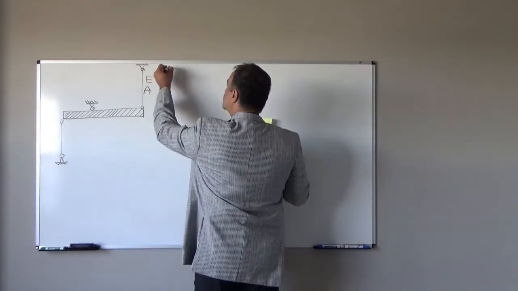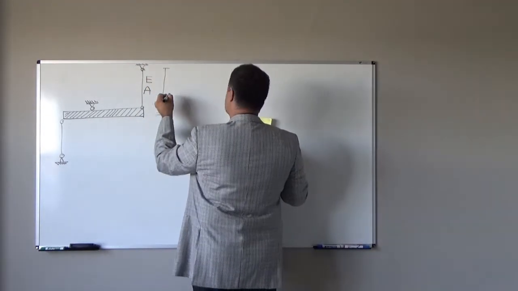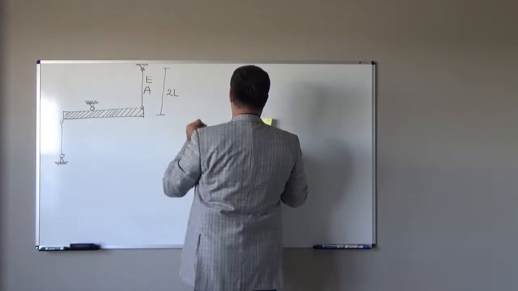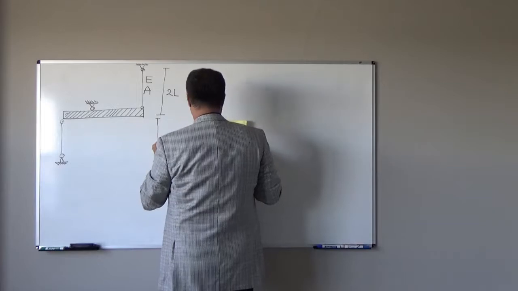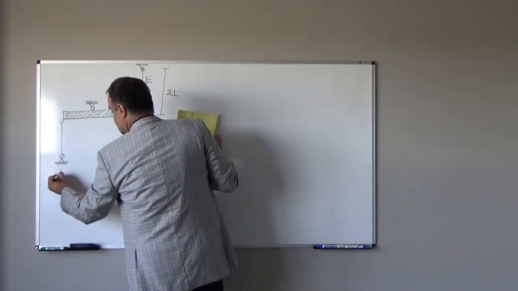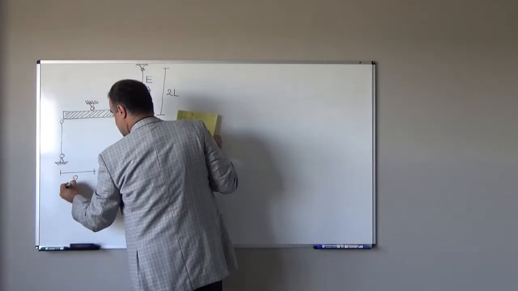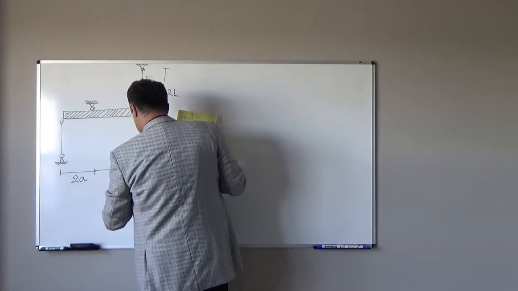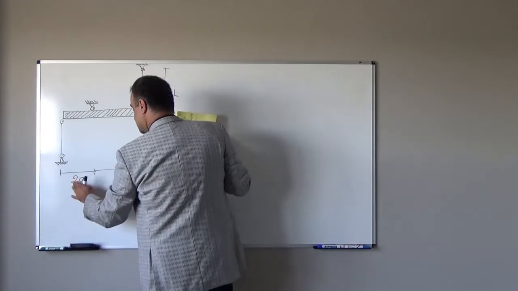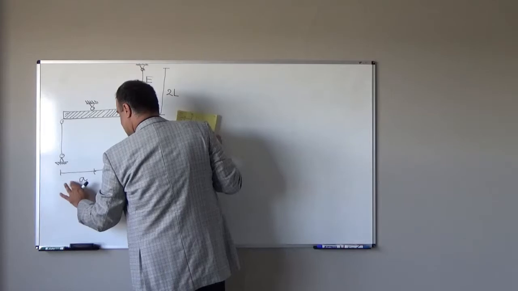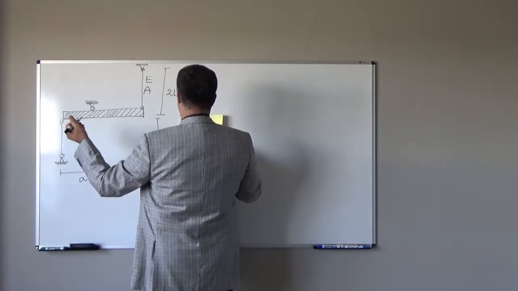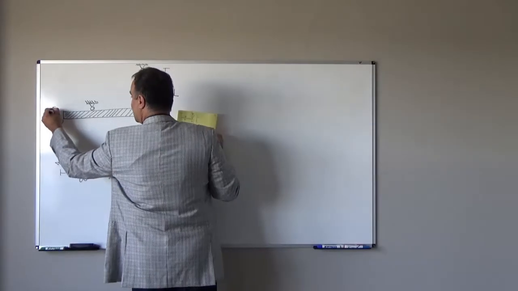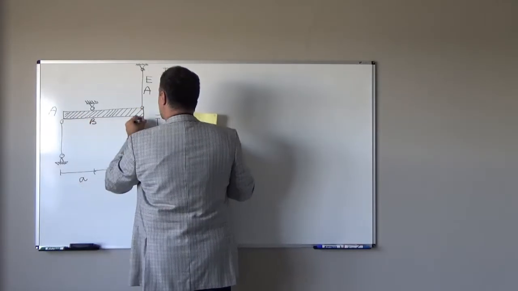The length for this rod is 2L. The length for another rod here, assume it is L. This space is 2A, and this space is A, and this space is 2A. So let me put names here: point A, point B, point C.